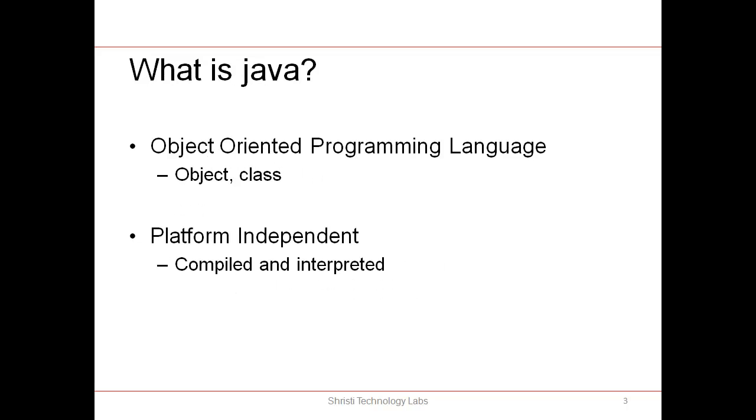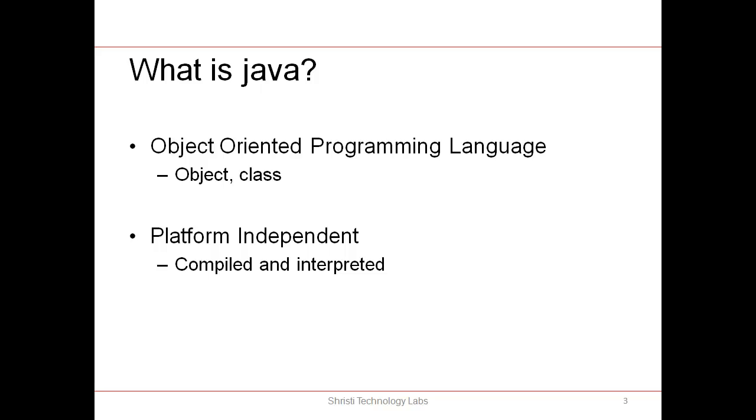What is Java? Java is an object-oriented programming language. In Java, everything moves around an object. What is an object? Anything can be an object. A pen, a laptop, a mobile, an employee, a student, anything can be an object. An object has state and behavior. We will be seeing all these in detail.